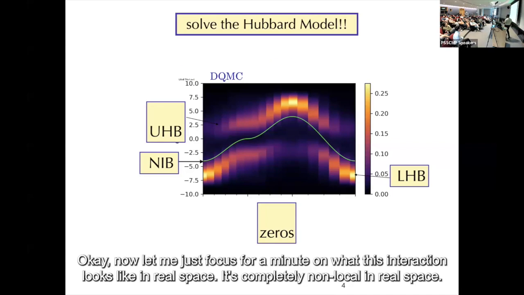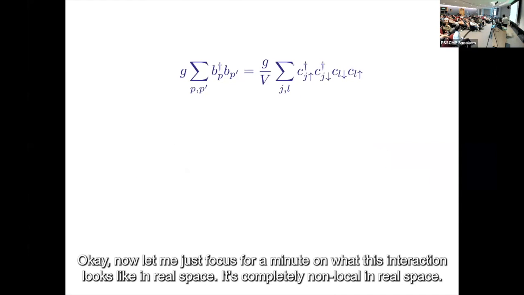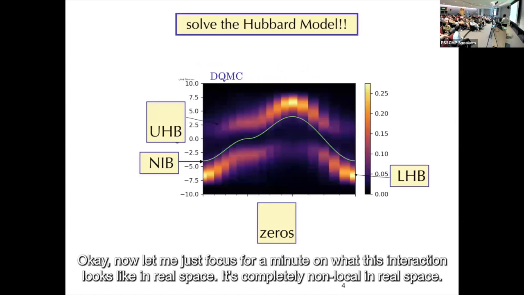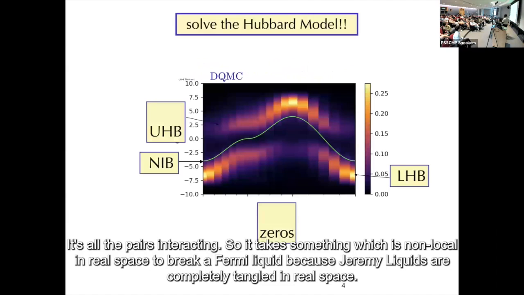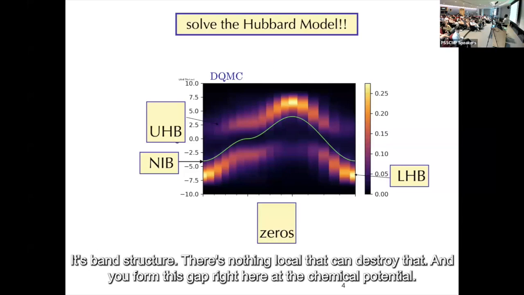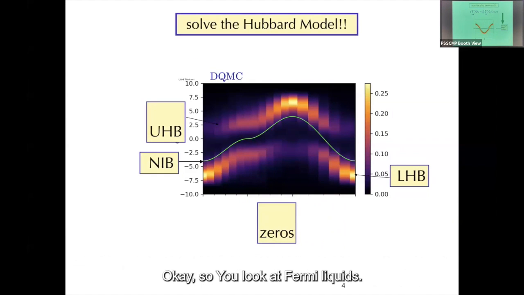Okay, now let me just focus for a minute on what this interaction really looks like in real space. It's completely non-local in real space. It's all the pairs interacting. So it takes something which is non-local in real space to break a Fermi liquid because Fermi liquids are completely tangled in real space. It's band structure. There's nothing local that can destroy that. And you form this gap right here at the chemical potential. Okay, so you look at Fermi liquids.